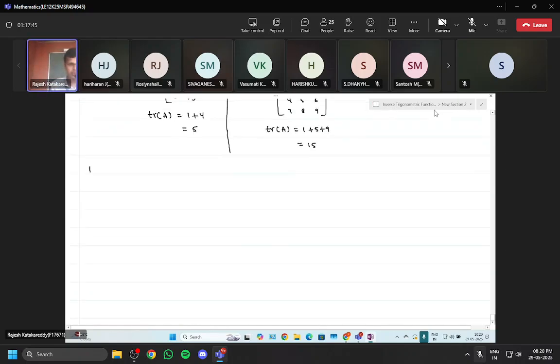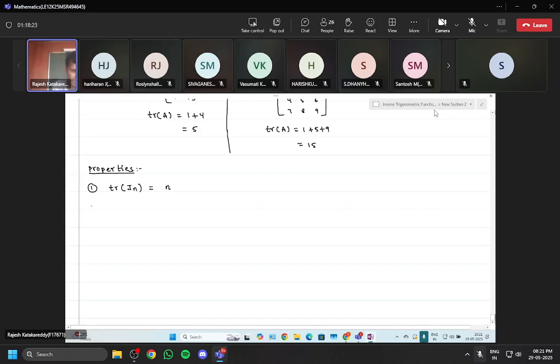So in these basic properties, the first one you can write here is trace of an identity matrix of order n is equal to n. If it is an identity matrix, we have only principal diagonal elements, all equal to 1. I am adding 1 n times. That's only n. Trace of identity matrix of order 2, that is I2, is equal to 2. Trace of identity matrix of order 3, that is I3, is equal to 3.